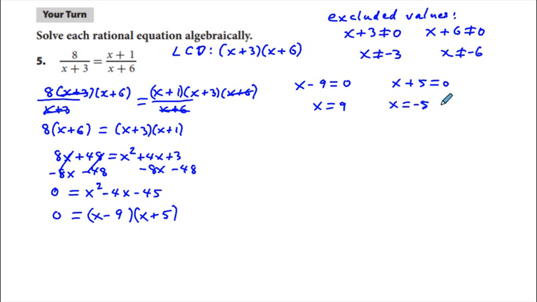And then the last thing we do is look to see if any of these solutions are the excluded values. So no, they are not any of the excluded values. So we call these real solutions: x equals, in set notation, negative 5, 9.